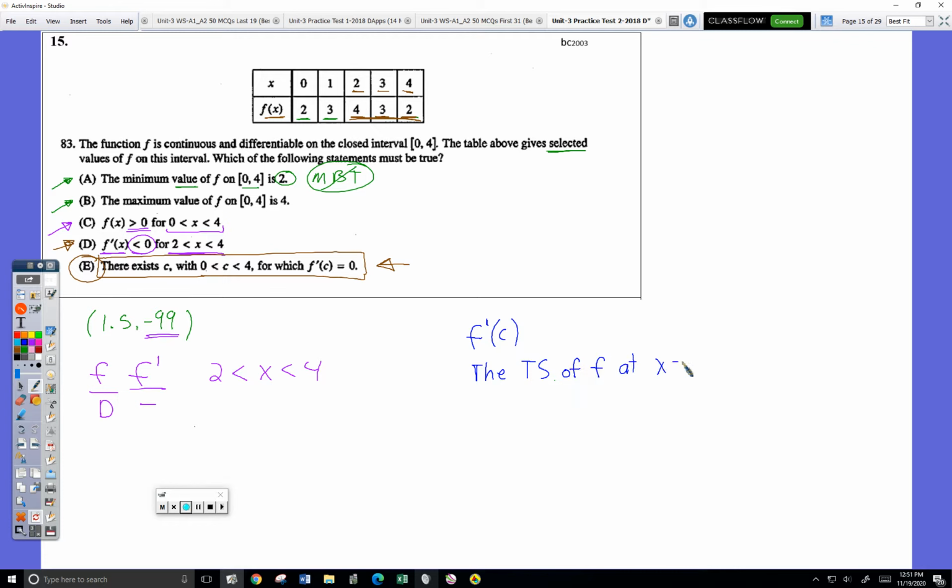Okay, everybody, I'm not kidding. You've got to get very specific. A lot of times what's holding you back, and what's keeping you from getting this score, is you're not specific enough. You say things like, oh, it's a slope. Slope of what? Which kind of slope? Where? This is perfect. F prime of c means the tangent slope of f at specifically the x-coordinate of c.